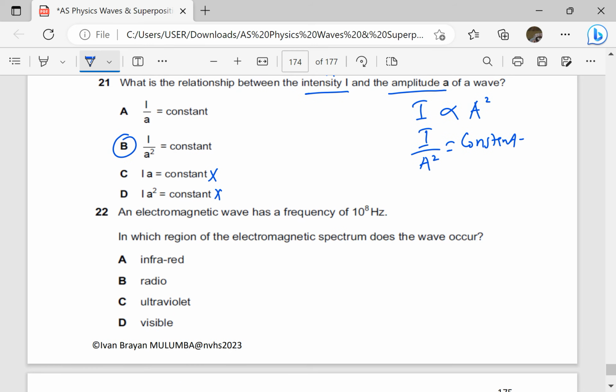An electromagnetic wave has frequency 10 power 8 hertz. In which region of the electromagnetic spectrum does the wave occur? So for 10 power 8 hertz, we can check the wavelength. Wavelength is going to be speed, which is 3 times 10 power 8, divided by frequency, which is 10 power 8 hertz. So this is going to be 3 meters as the wavelength. That is automatically radio waves. So the answer here is going to be B.